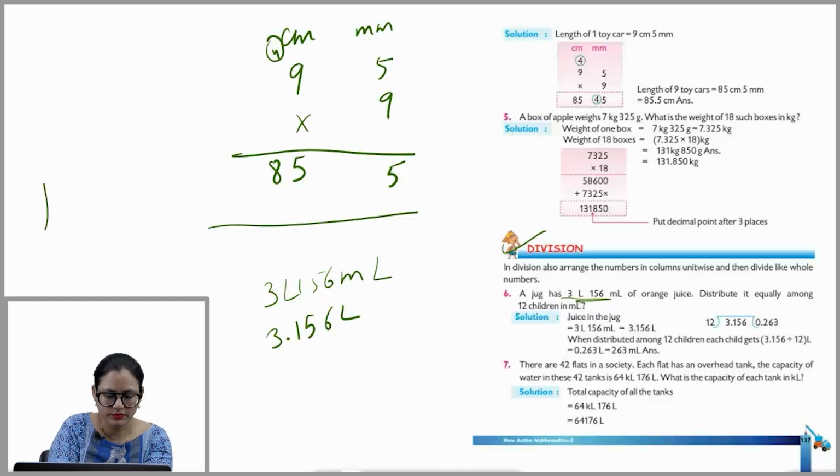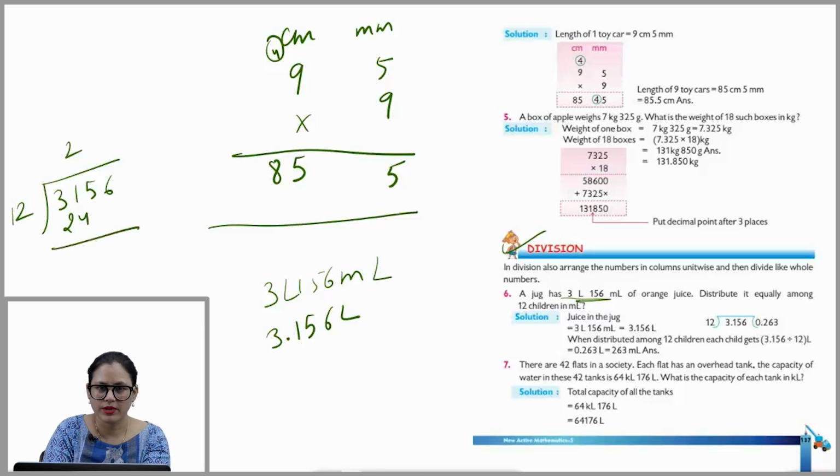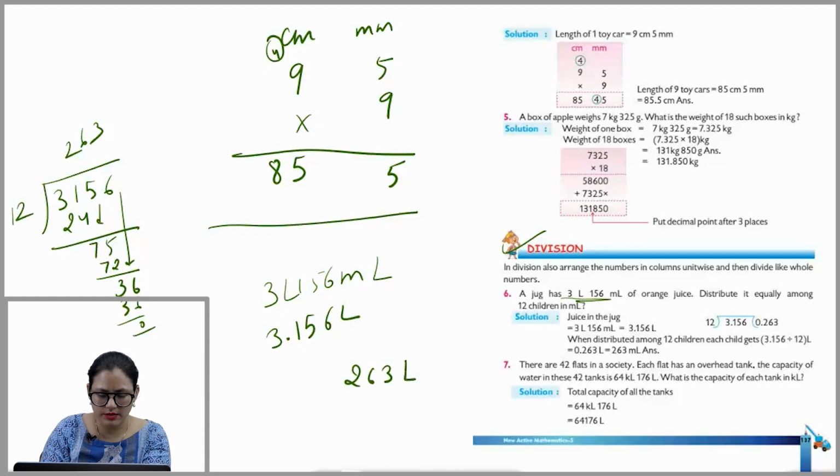Okay, 12 into 3156, 12 2s are 24. Okay, and there is a decimal, or also you can add a decimal at the end also. Okay, so first forget about it. 31 minus 24 is 7, 12 6s are 72, 3, and then bring down 6, 12 3s are 36. Okay, so the answer is 263 liter. But where will we add decimal?